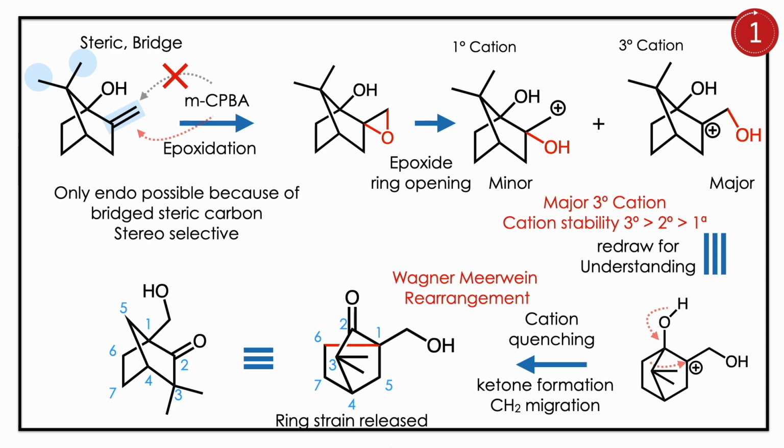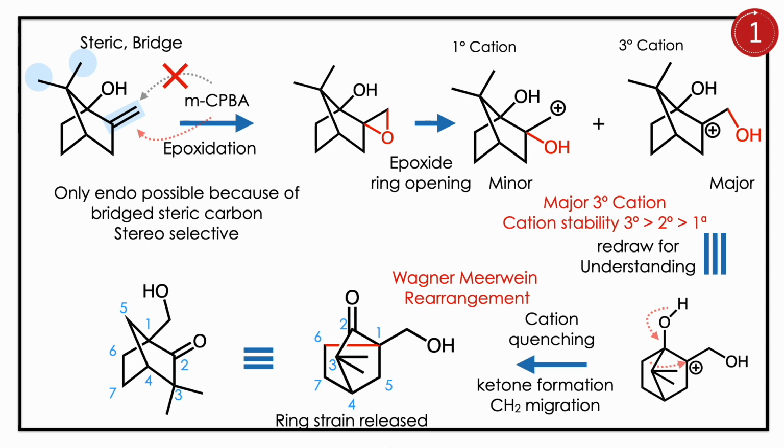Here you have an alkene in the system, an alcohol and a methyl group. You are using metachlorobenzoic acid. So what happened? The epoxide forms. The epoxide is formed on the face opposite the methyl group because of sterics. Acid attacks, and you have ring opening of the epoxide.